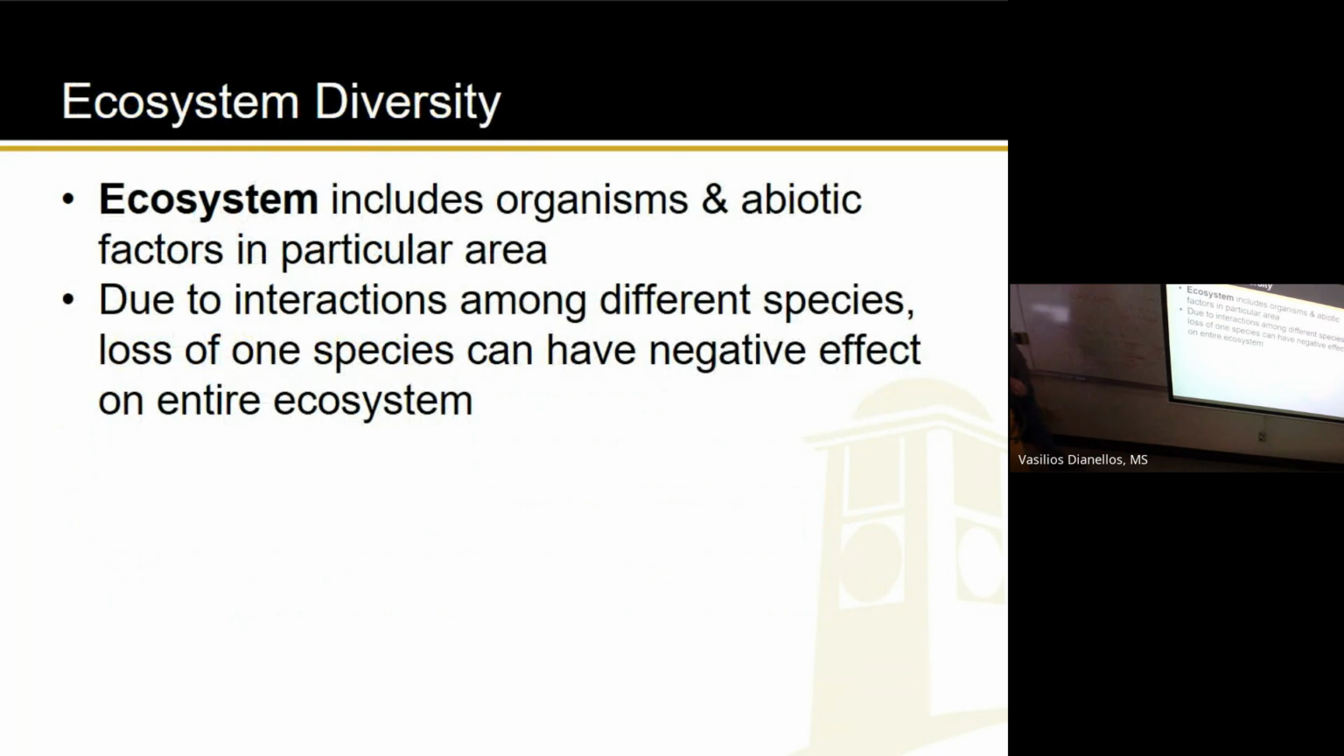We're going to talk about ecosystem diversity. But before we can talk about ecosystem diversity, let's talk about what an ecosystem is. We talked about that last chapter, and we're talking about it again, now in a different context. In the context of these two chapters, an ecosystem includes the organisms and the abiotic factors in a particular area.